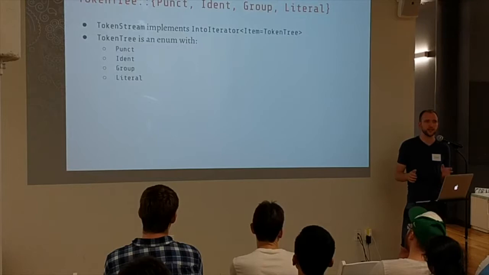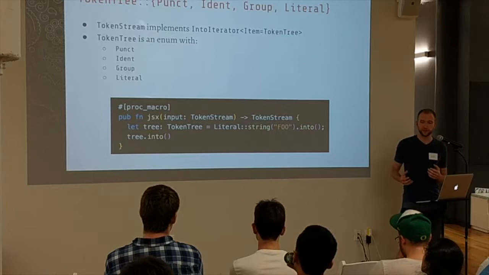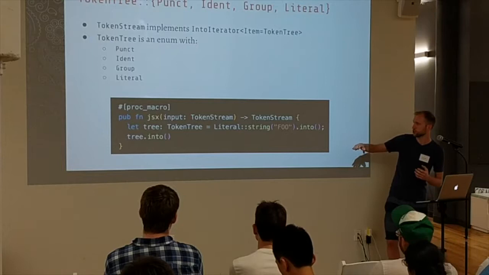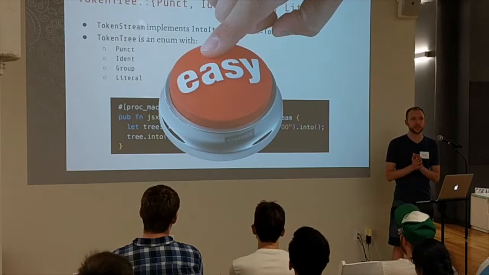A very simple procedural macro, one that just takes whatever you give it and returns the string foo, would be as follows. We start by constructing a literal string foo, turning it into a token tree, and then turning that token tree into a token stream. There, that's all there is to it. My presentation is over. Any questions?